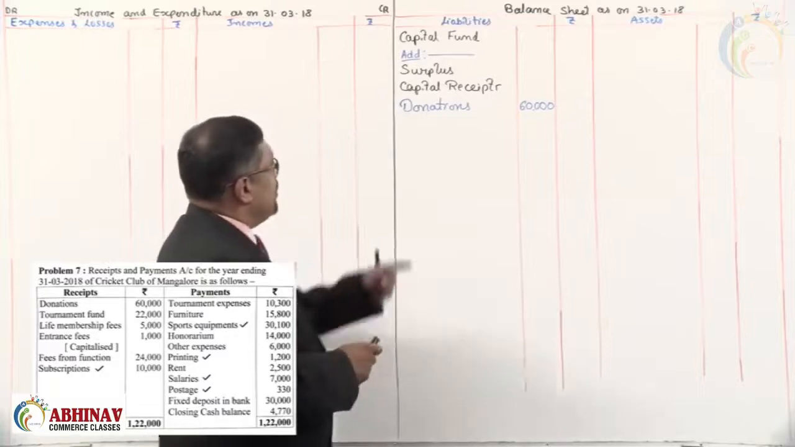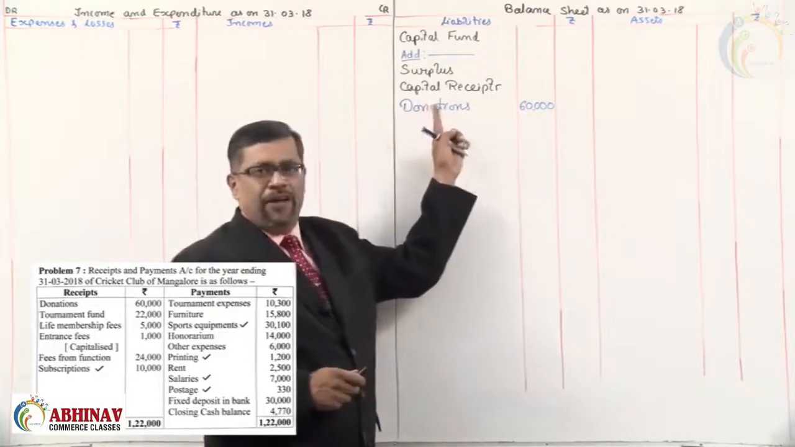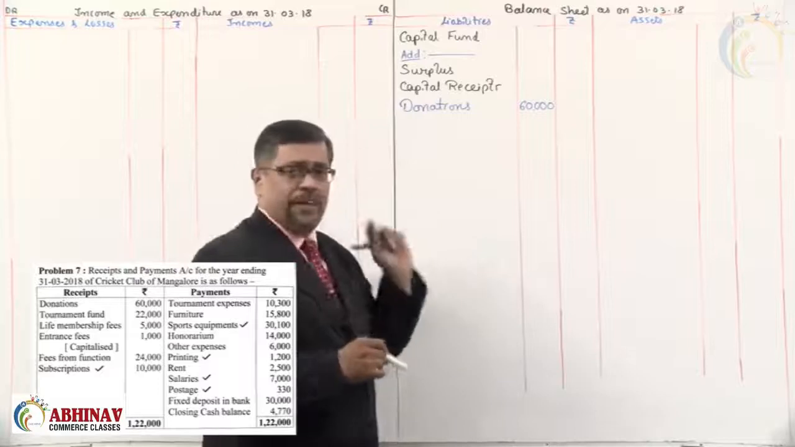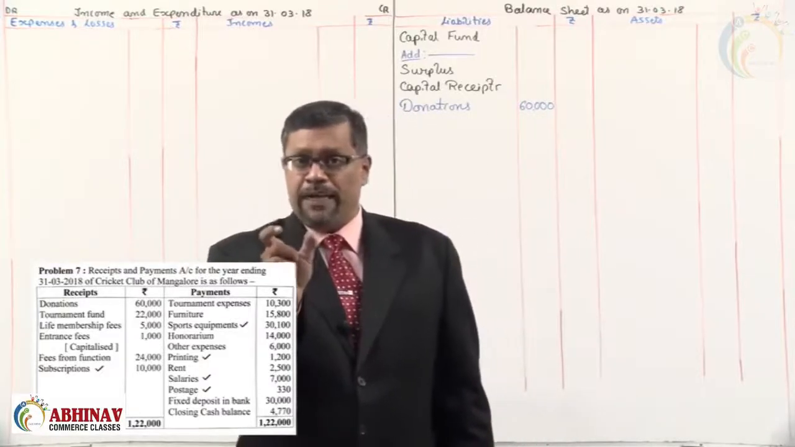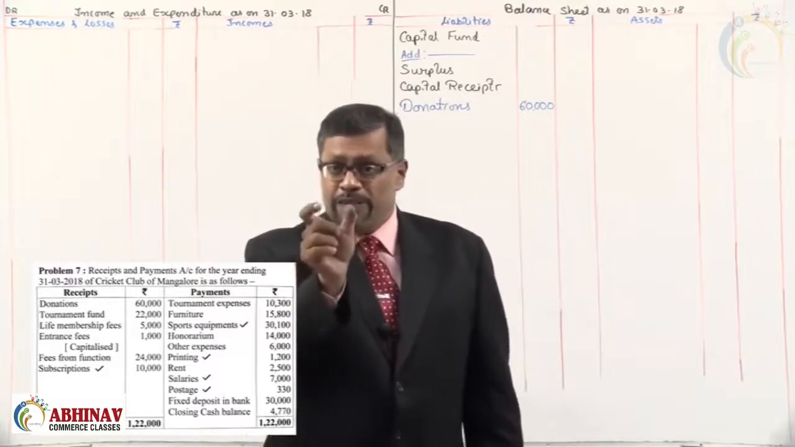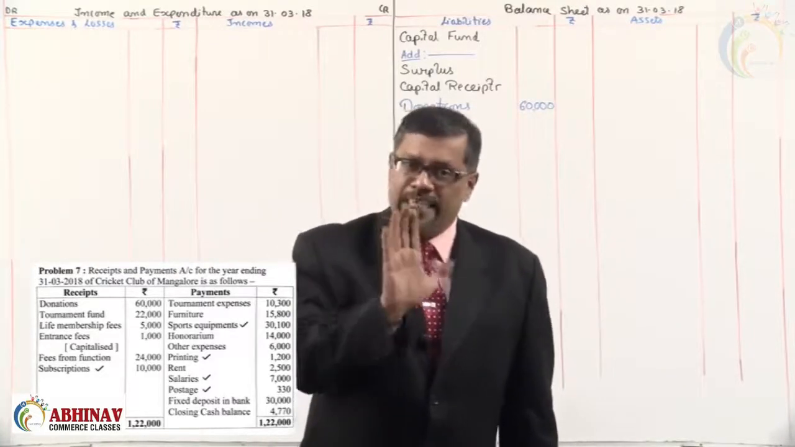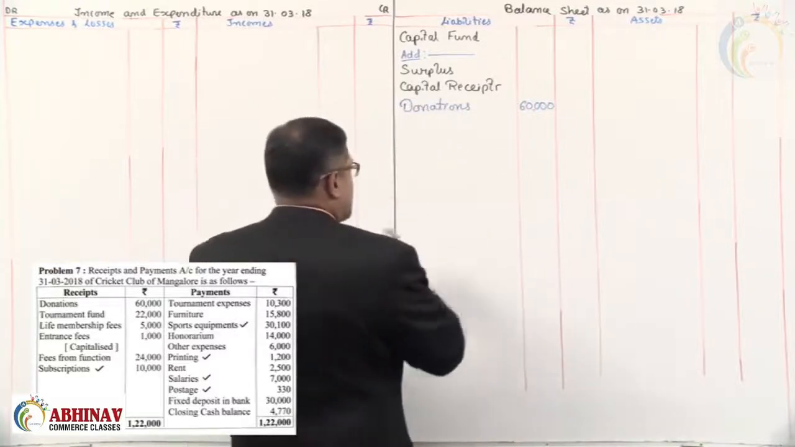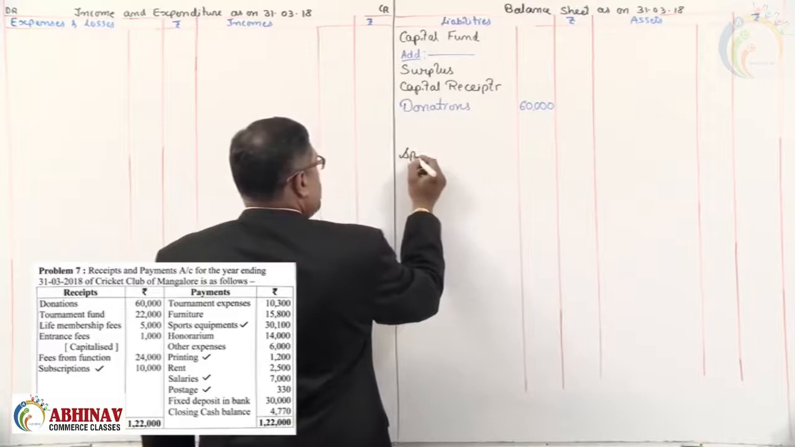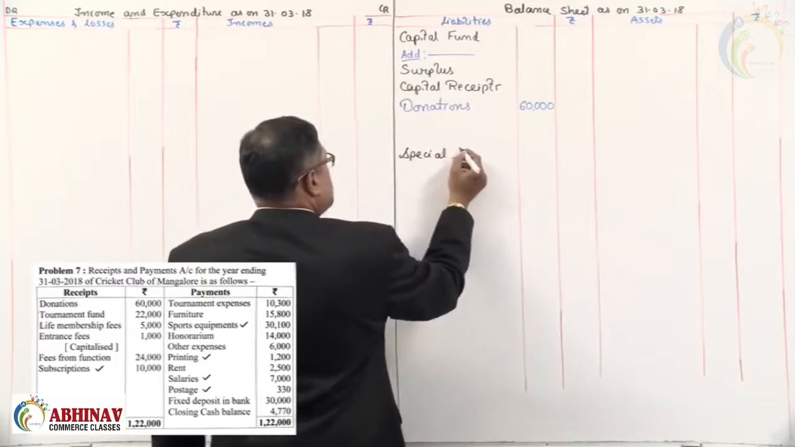Capital here, but this we don't take as a capital receipt under the head of capital receipts, because for the tournament fund there is a purpose behind it, and the purpose is to be recorded separately. It is a capital receipt, but we will record it separately here as something called a special fund.